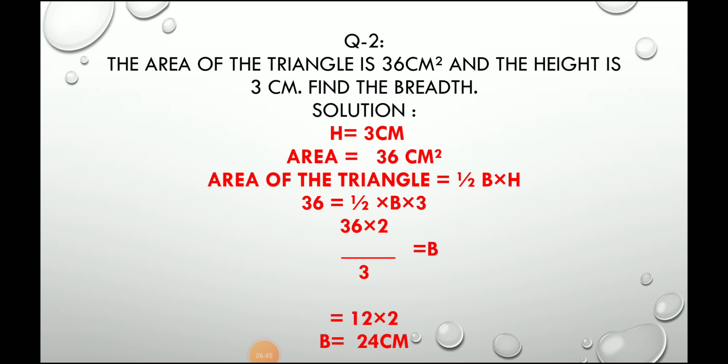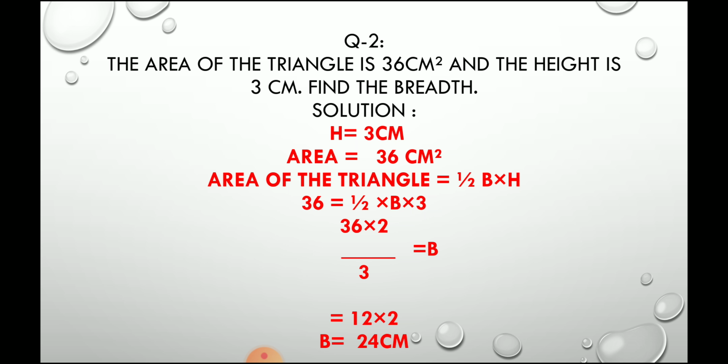Question number 2. The area of the triangle is 36 centimeter square and the height is 3 centimeter. Find the breadth. Here they gave the area of the triangle, that is 36 centimeter square, and they gave the value of height, that is 3 centimeter. Now we are going to find the value of breadth. We can use the area of the triangle formula here also.